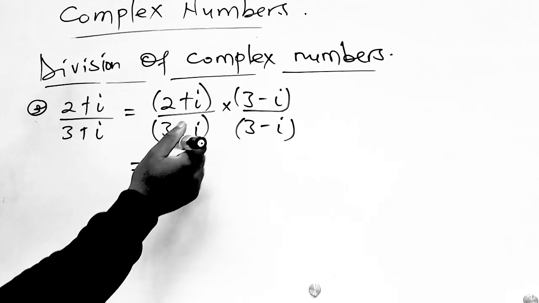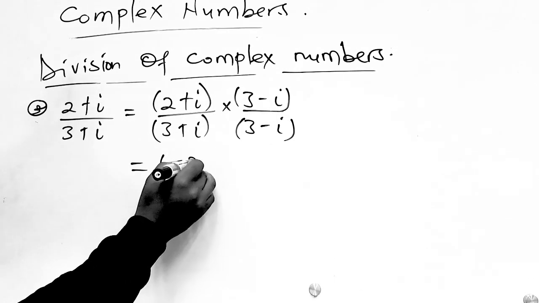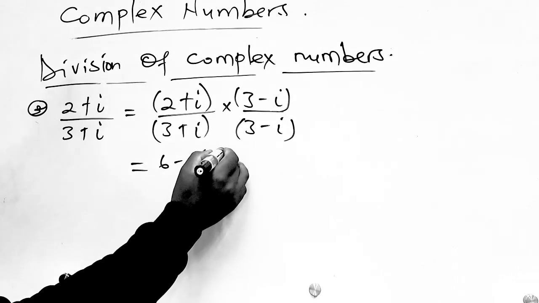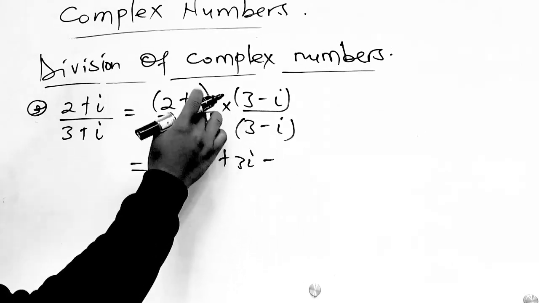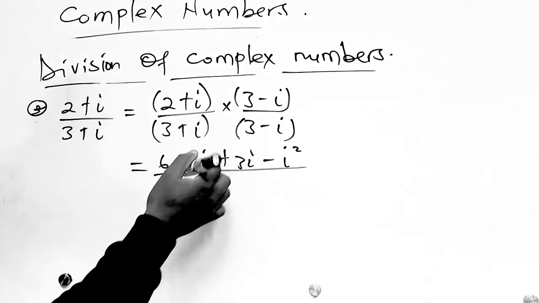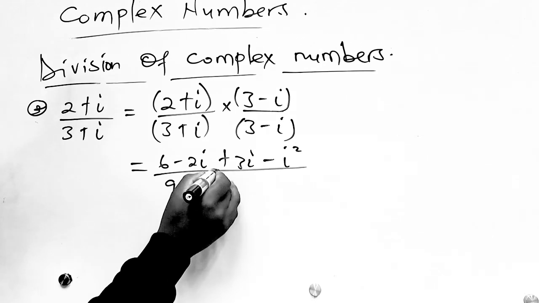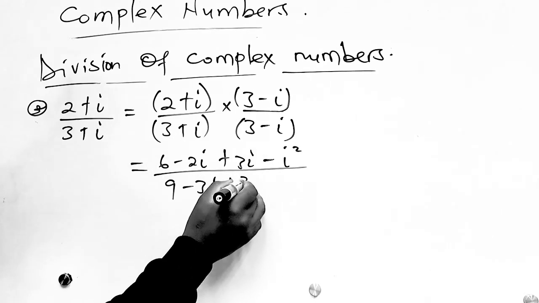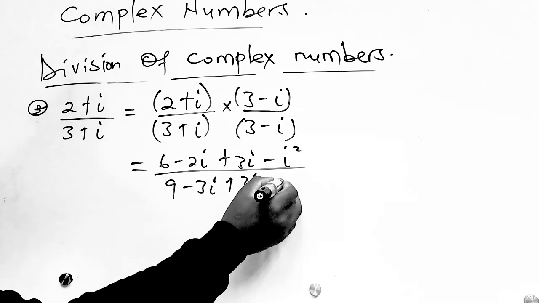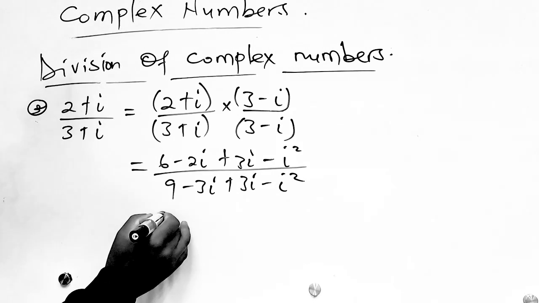So we have 2 multiplied by 3, which is 6. 2 multiplied by minus I, which is minus 2I. Then I multiplied by 3, we get plus 3I. I multiplied by minus I, we get minus I squared. Over 3 multiplied by 3 is 9. 3 multiplied by minus I is minus 3I. I multiplied by 3 is plus 3I. Then I multiplied by negative I, we get minus I squared.